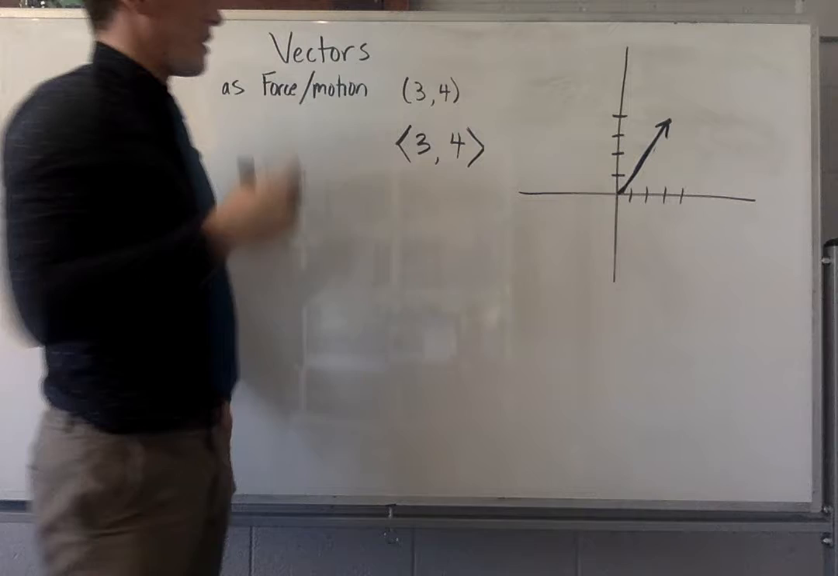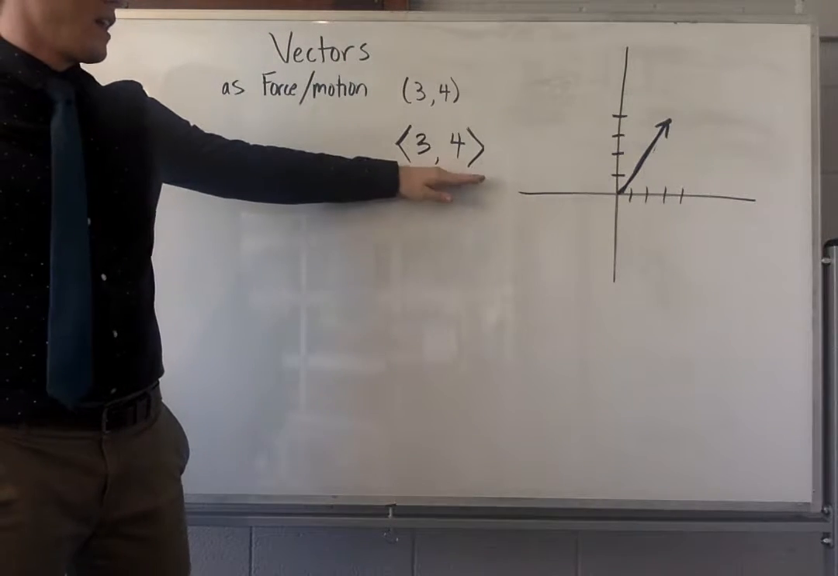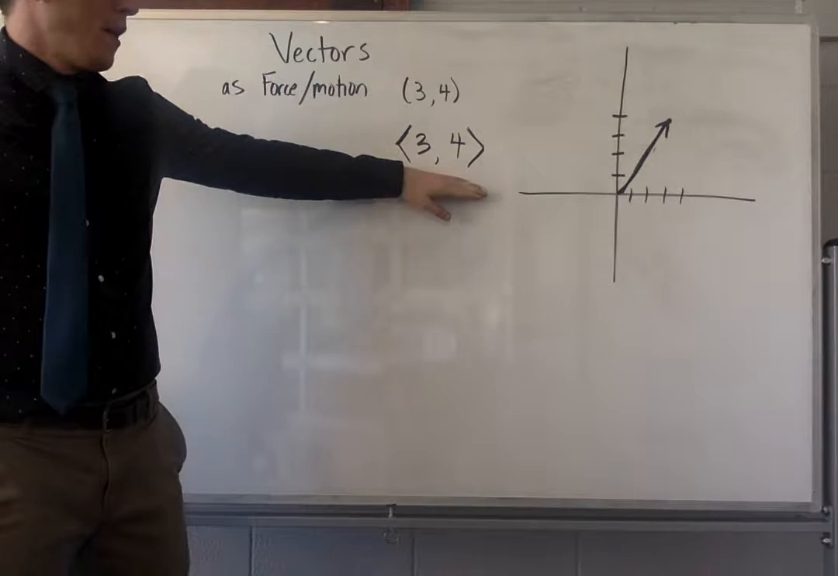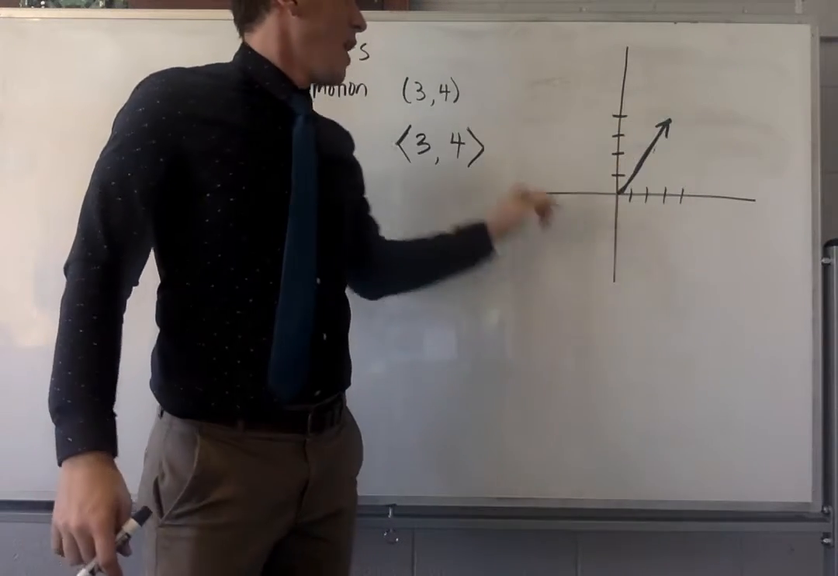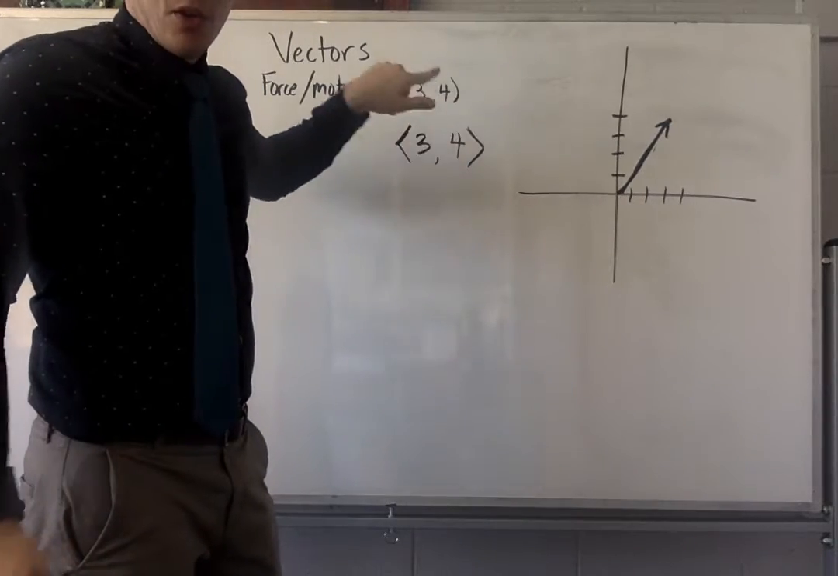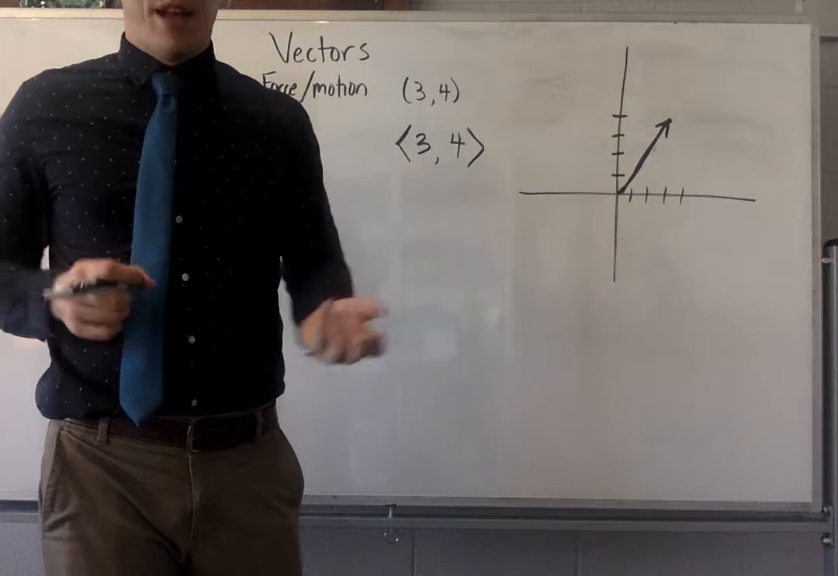So the similarity is that indicating the position (3, 4) and indicating the vector ⟨3, 4⟩ both end up in this particular place, but the point is very specific. You're always talking about the same point on the graph. The vector ⟨3, 4⟩, this direction, can be applied to anything.